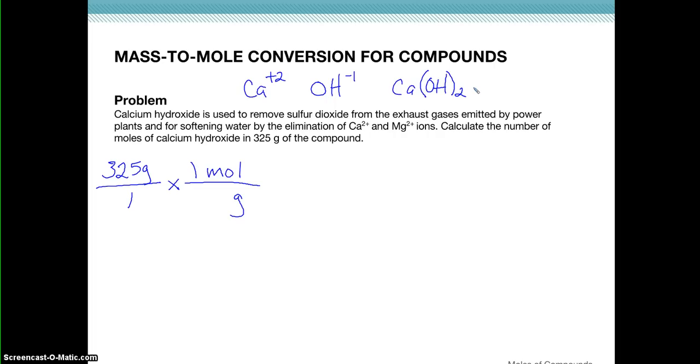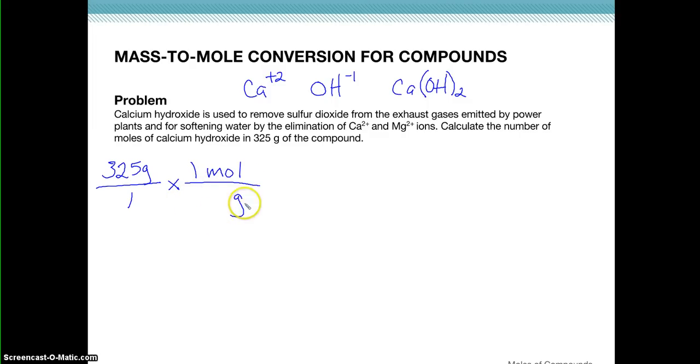Now we can find the molar mass because we know the correct formula. If you can't write that formula correctly, then your molar mass will be wrong and all of your calculations will be wrong. So again, just like I've told you over and over, you have to know your ions, you have to know how to put them together to figure out the correct formula. So when you look at the periodic table, you're going to add up calcium plus 2 times oxygen plus 2 times hydrogen. So take a minute, find the molar mass of calcium hydroxide, and then we're going to use it in our conversion factor here to convert from grams to moles.